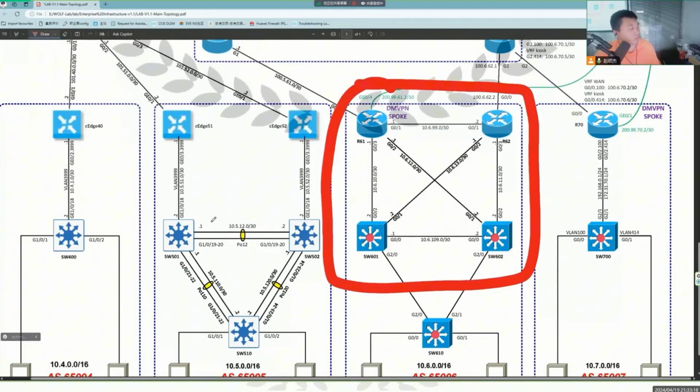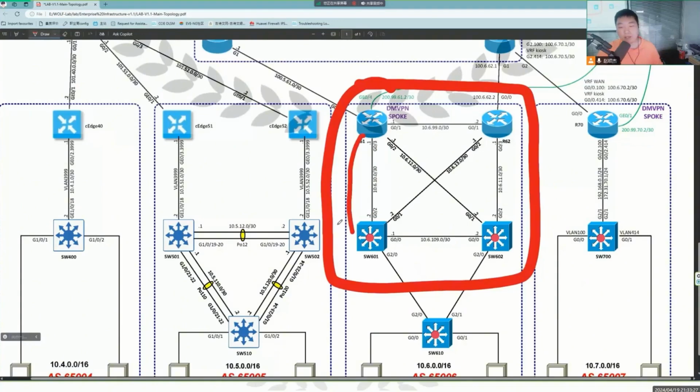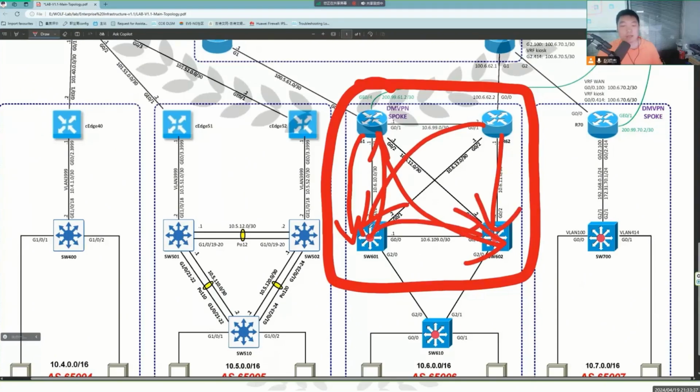Let me show you. Anyway, this question hasn't been leaked. Just one diagram for you to look at is fine. This is what the exam is about. We need to operate on these 4 routers. Run EIGRP, establish EIGRP neighbor relationships between pairs.